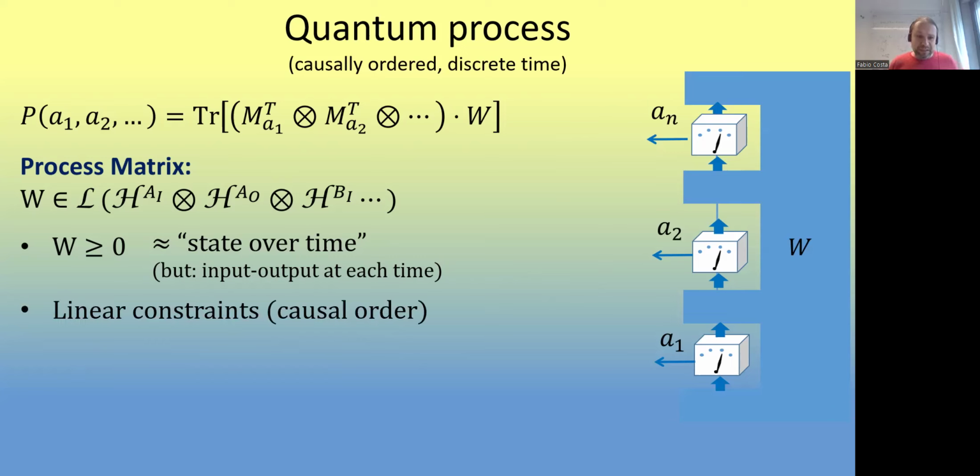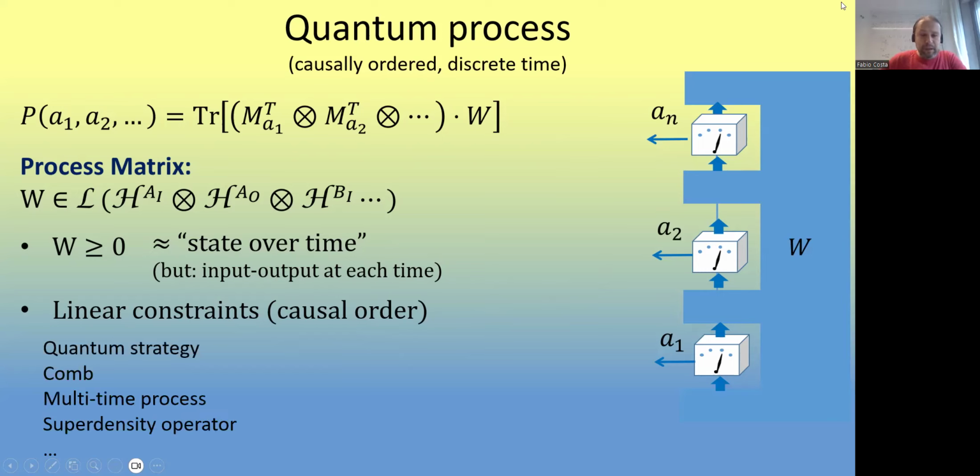And furthermore, this process matrix has to satisfy certain linear constraints that imply causal order. So if we want to impose the fact that future settings do not affect past outcomes, we have to impose a certain set of linear conditions on W, which means not all positive semi-definite operators will be process matrices. But apart from that, the connection with states is very strong. Formally, we have a formula that is very similar to the Born rule, and so we can use a lot of the things we know about quantum states and use them to study processes over time.